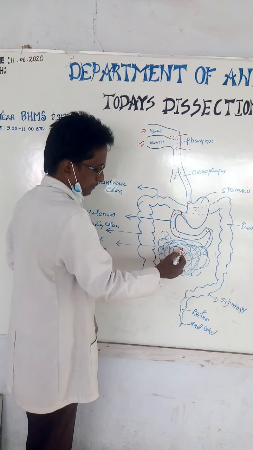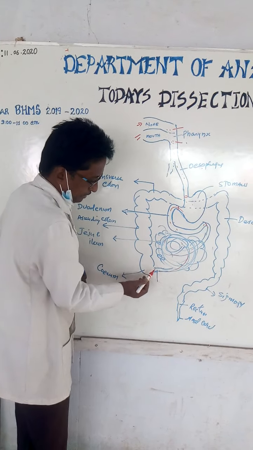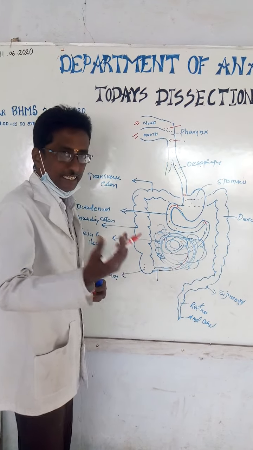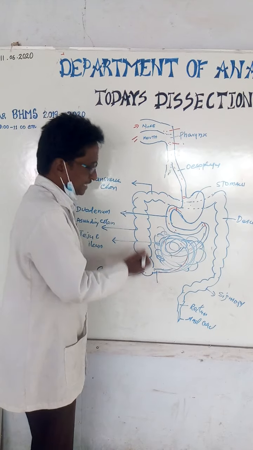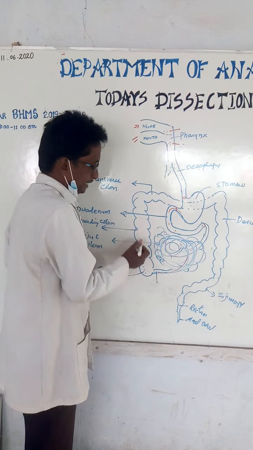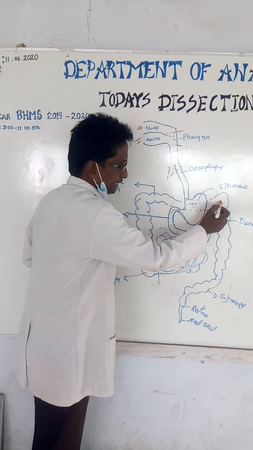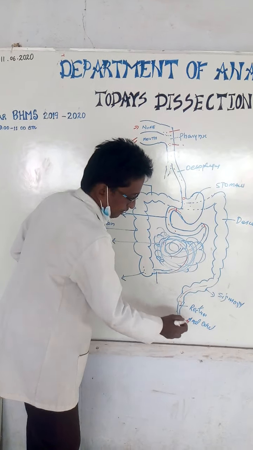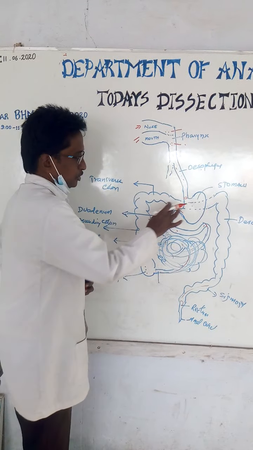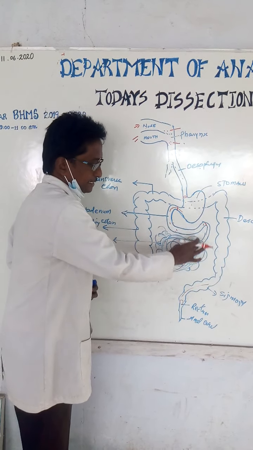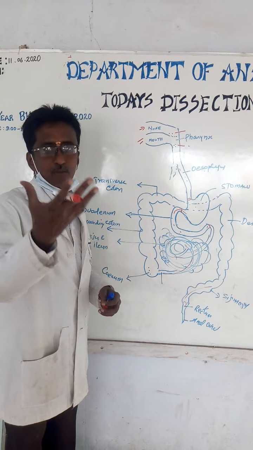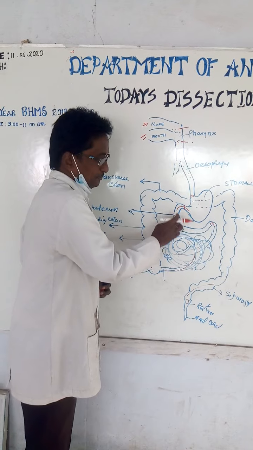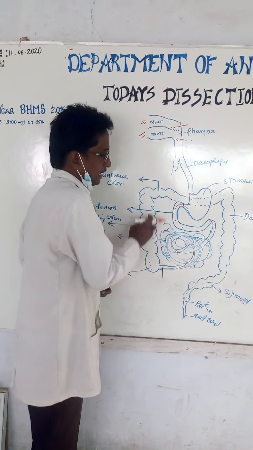Then jejunum, then ileum. Then ileum joins with cecum. The cecum is nothing but the beginning part of ascending colon. So the ascending colon, transverse colon, descending colon, sigmoid colon, rectum, anal canal. In short form, after the stomach, small intestine. You may have a doubt, sir, small intestine and large intestine, what happened? So after the stomach, then small intestine, then large intestine.